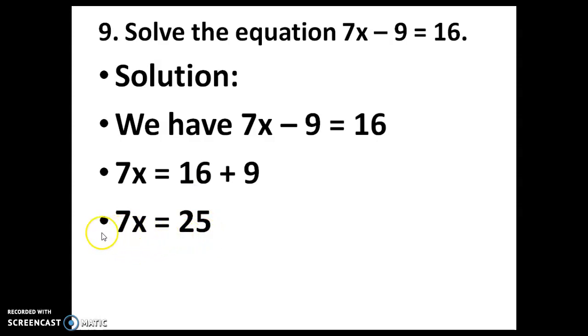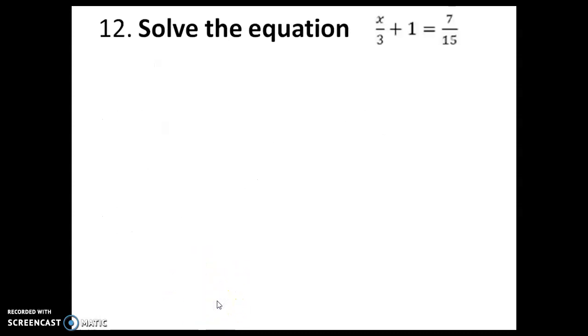Now 7x is there, we want only x. So what we will do, we will take this 7 to the other side of equal to for transposing. Here it is in multiplication. When it goes to the other side of equal to, it will be in division. So the answer is x is equal to 25 by 7. That's a fraction. We can't simplify it anymore, so we can leave it like this itself. So moving to the next problem.